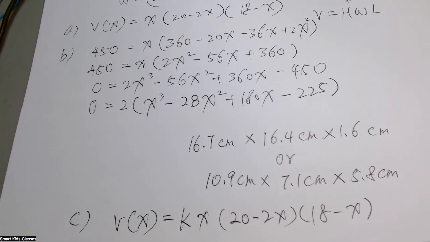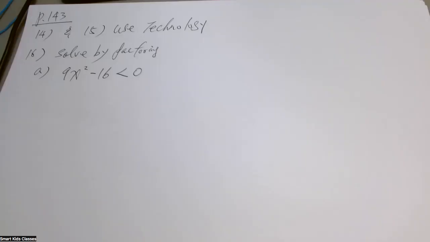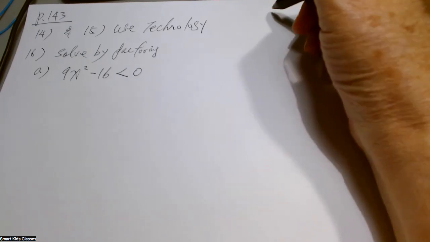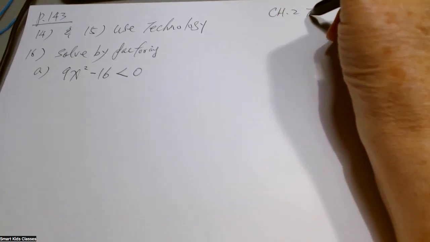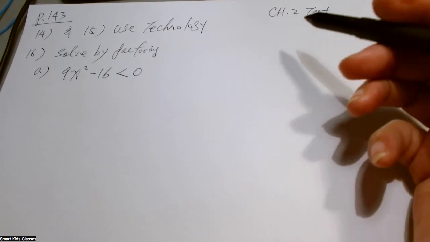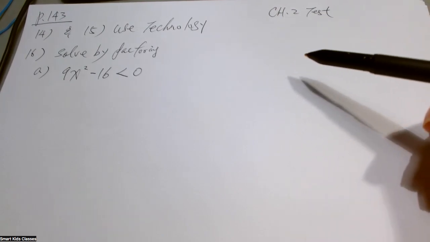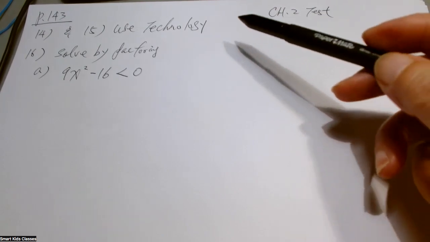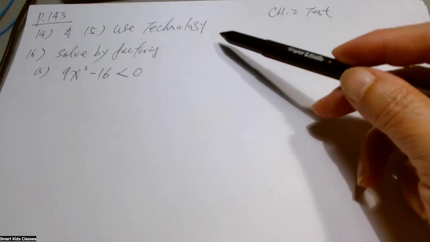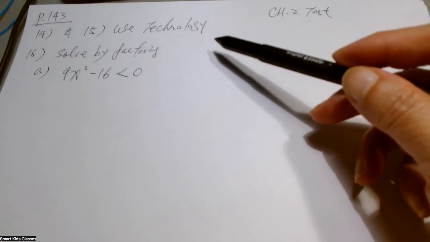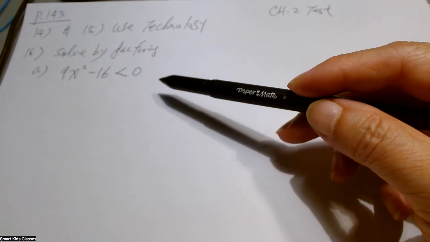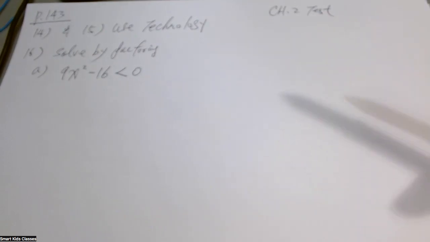We are going to do question 14. Now on page 143, questions 14 and 15 in this chapter 2 test are use technology. So you're going to apply a graphic calculator to solve it. And 16, solve by factoring. So we're going to solve this inequality.